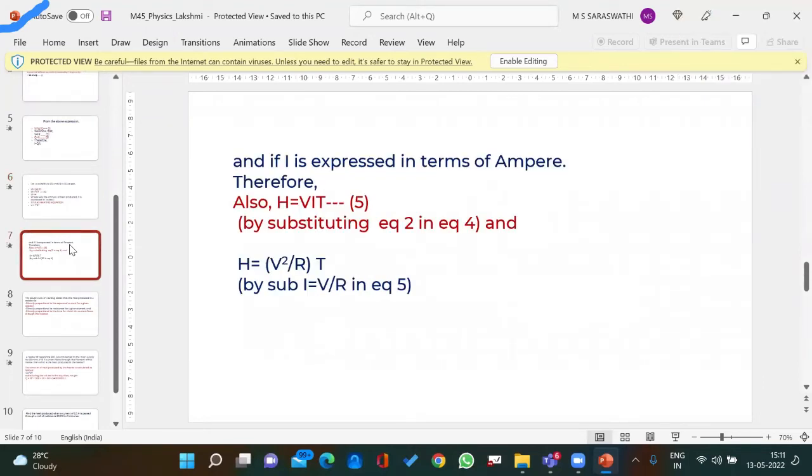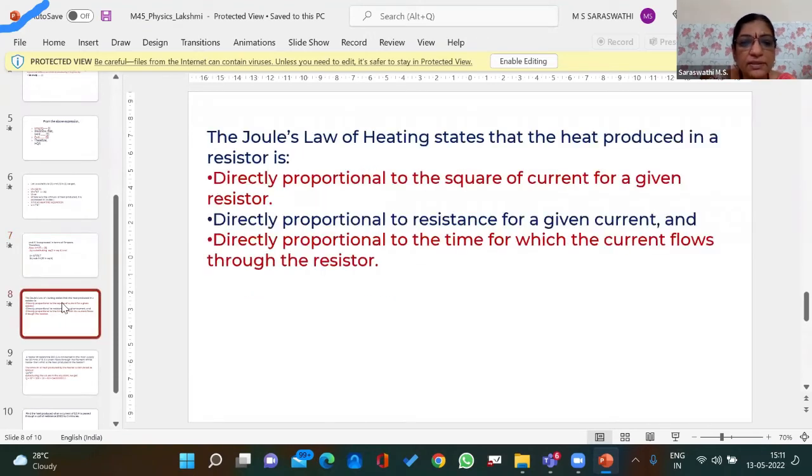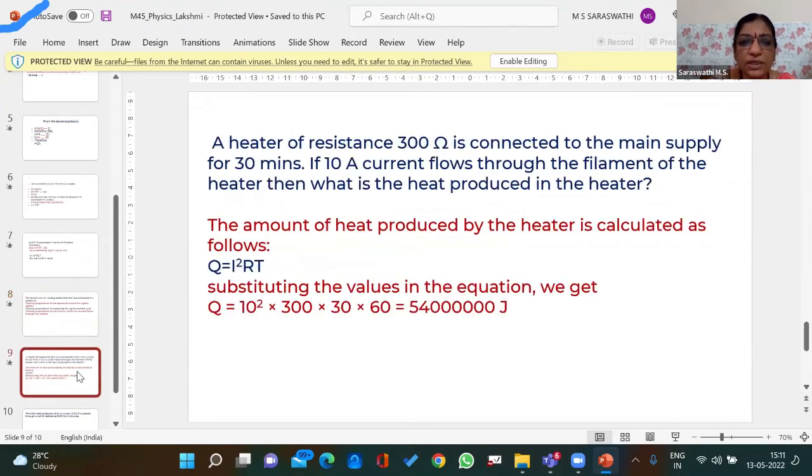If it has to be expressed in terms of voltage, then it becomes V squared by R into T. So it is directly proportional to the square of the current for a given resistor, directly proportional to the resistance for a given current, and directly proportional to the time for which current flows in the circuit.